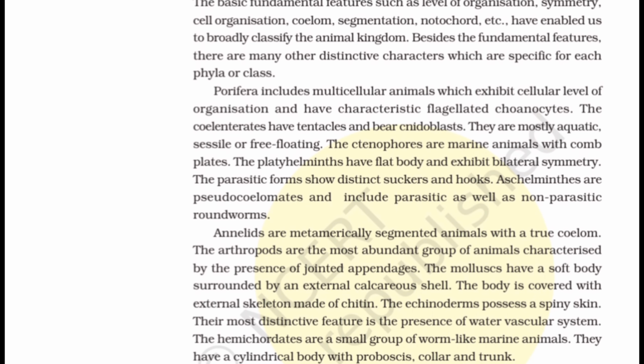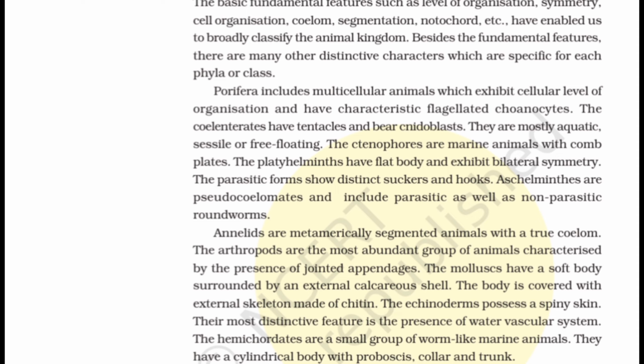Porifera includes the multicellular animals which exhibit cellular level of organization and have characteristic flagellated choanocytes. The coelenterates have tentacles and bear cnidoblasts. They are mostly aquatic, sessile or free floating. The ctenophores are marine animals with comb plates.